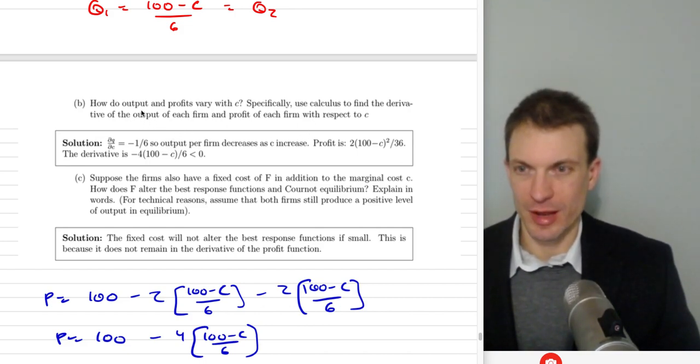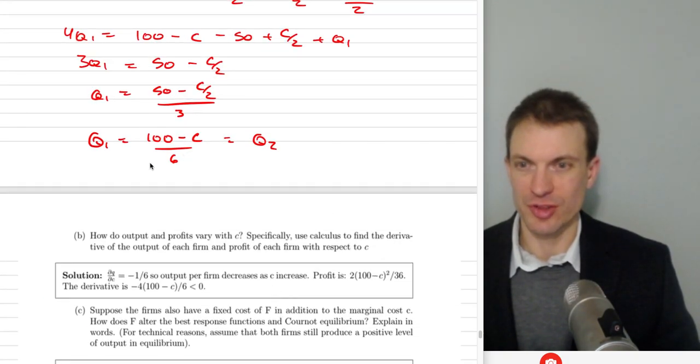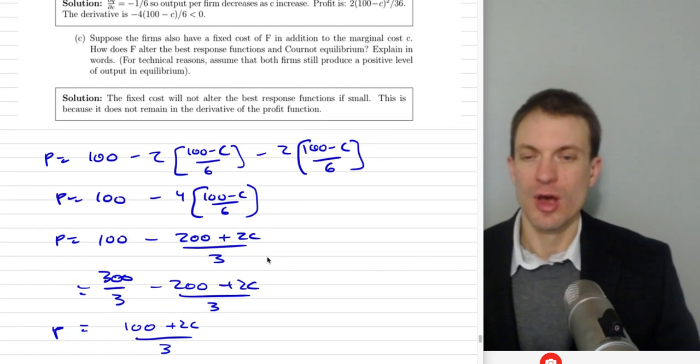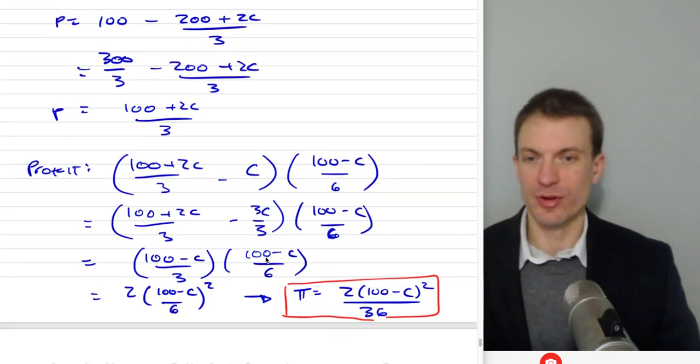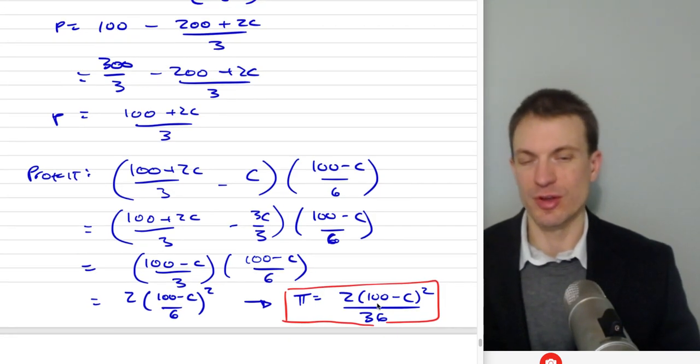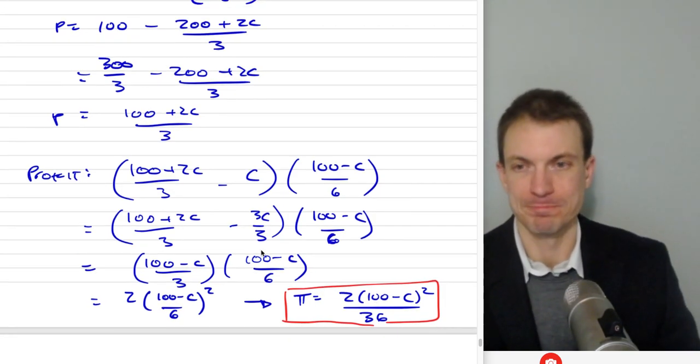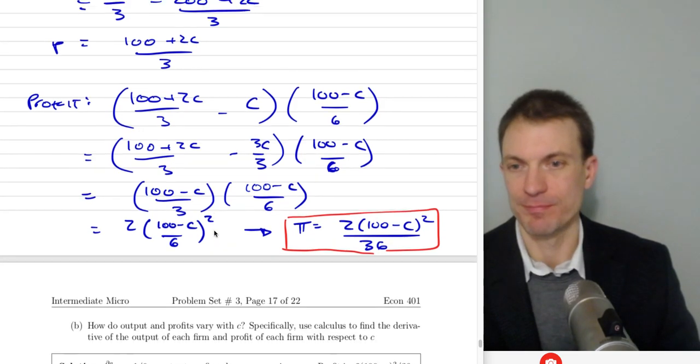Right. And then how does the output vary with C? Same thing. So then we just differentiate this with respect to C, and that's going to be minus 1/6. Yeah, I've got this third. If you go back, then it works differently for the profits.